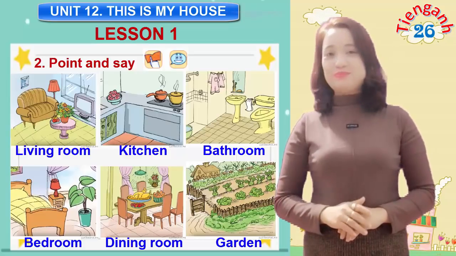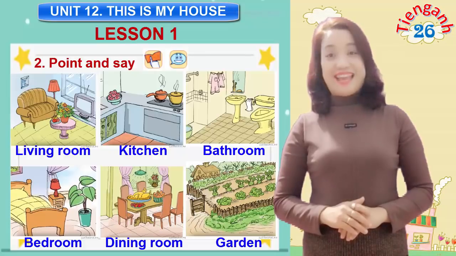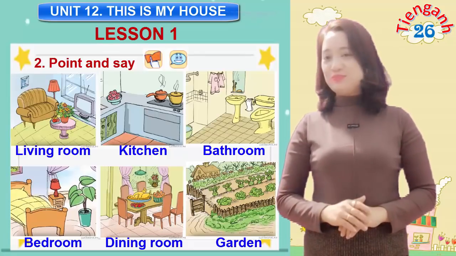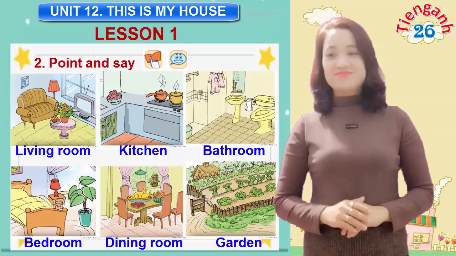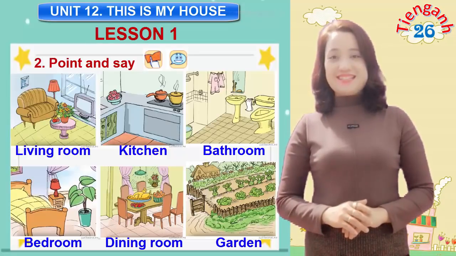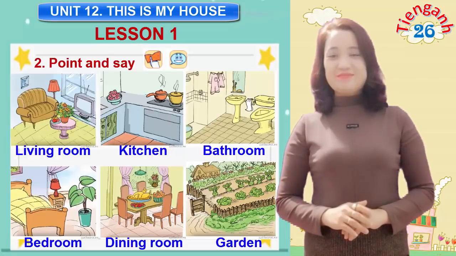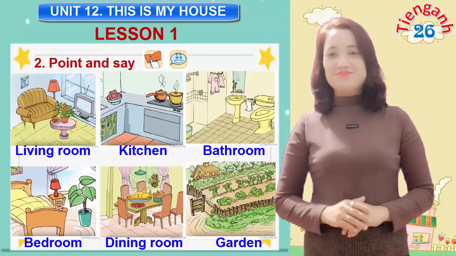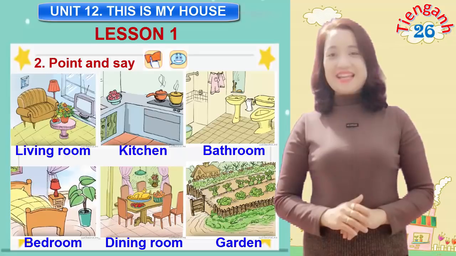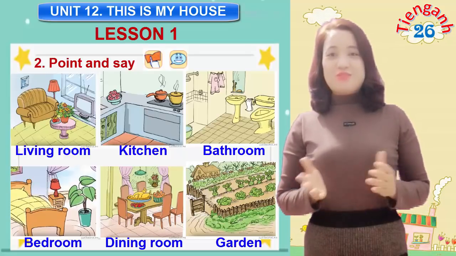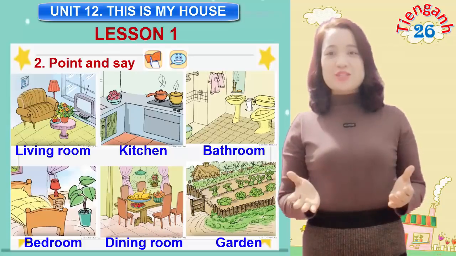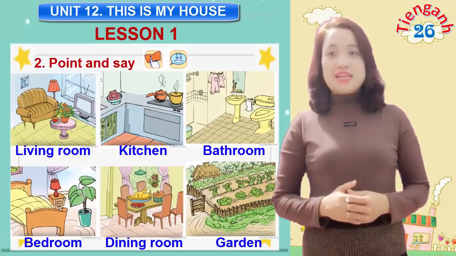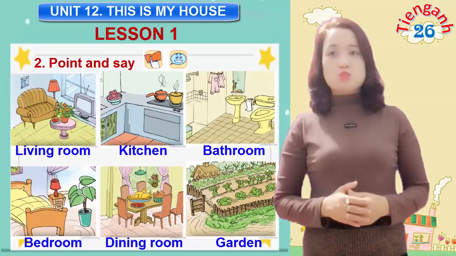There's a bedroom. It's very nice. Yes, it's very nice. There's a dining room. It's very nice. Yes, it's very nice. Very good. F. There's a garden. It's very nice. Okay, it's very nice too. Wow, very good. We are just practicing a lot about structure. There's a to introduce parts of the house. Now, let's come to the next part to practice more.